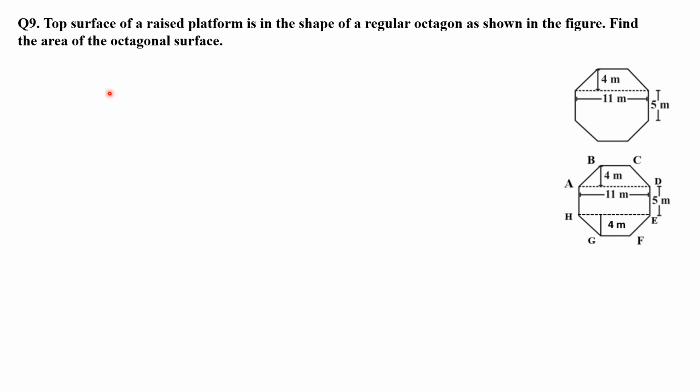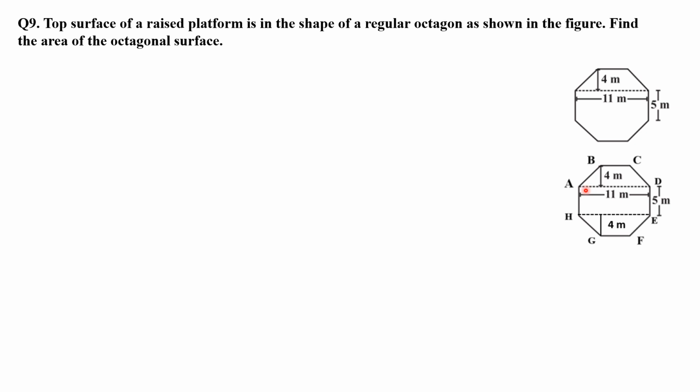Question number 9. Top surface of a raised platform is in the shape of a regular octagon as shown in the figure. Find the area of the octagonal surface. So here this is a regular octagon, isn't it? And I have divided this into two congruent trapezium and one rectangle. Now why am I telling it is congruent? Because this is a regular octagon.